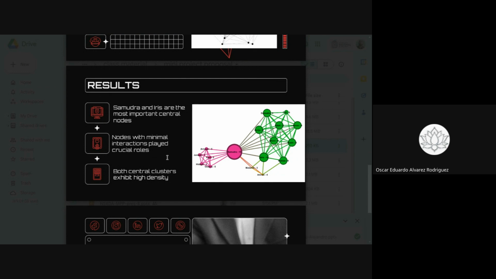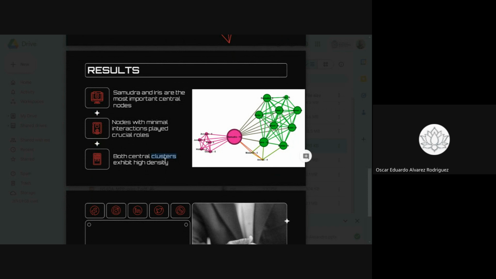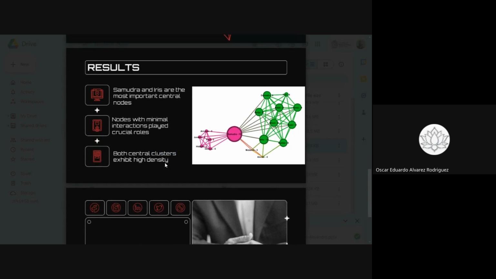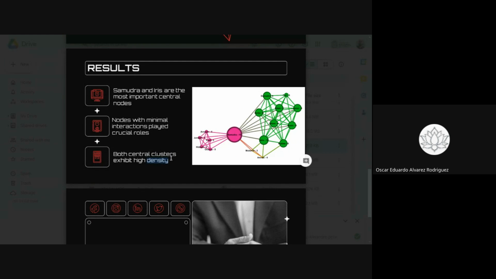in orange color have few links, max 3, in the bottom position. And Ferry in the top right, Altau, have 6 links. They three only interact with calls, only calls between members. And the last result: both central clusters exhibit high density.